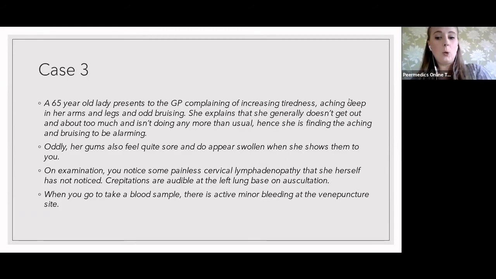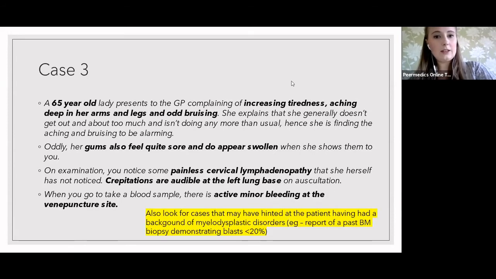You send for a blood sample, and where you try and insert your needle, it starts to bleed a little bit. So there are warning bells triggering here. We've got a 65-year-old lady, so an older patient, signs of pancytopenia again, these peculiar sore swollen gums, and lymph nodes that are all up. She's clearly got a pleural effusion going on, and then this weird bleeding as well.